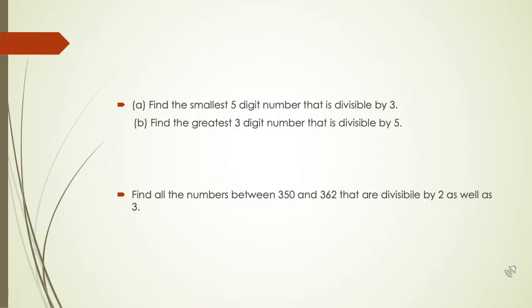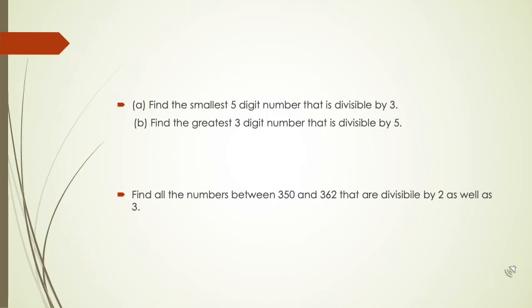B part is: find the greatest 3-digit number that is divisible by 5. You know that the greatest 3-digit number is 999, right? And to be divisible by 5, the number has to end in 0 or 5. The greatest 3-digit numbers ending in these digits are 990 and 995. Therefore, the greatest 3-digit number divisible by 5 is 995. Come to page number 63.